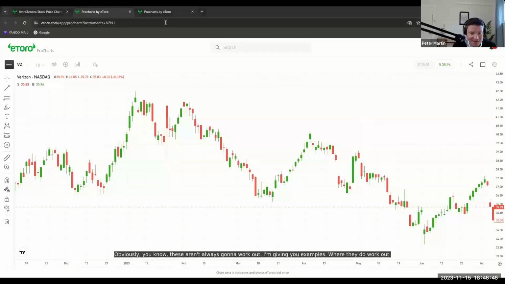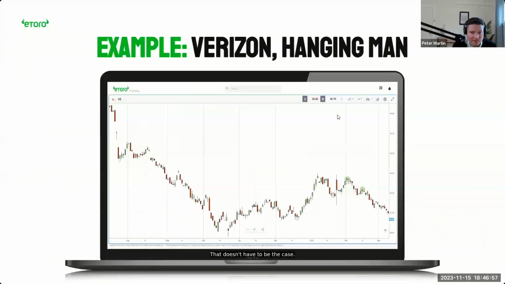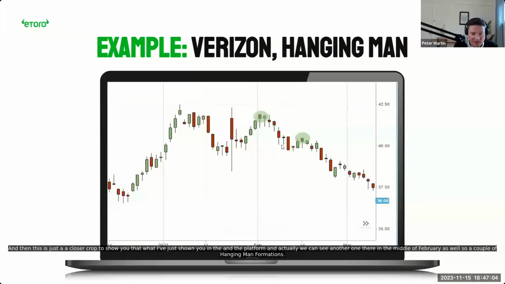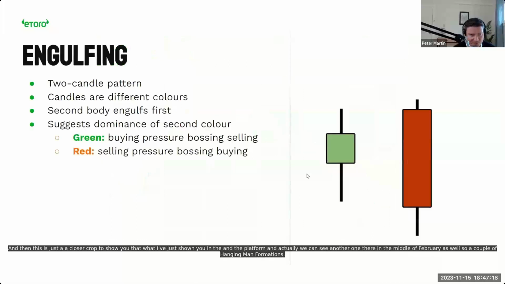Obviously, these aren't always going to work out. I'm giving you examples where they do work out, but that doesn't have to be the case. So there's the Verizon example again of the hanging man. And then this is just a closer crop to show you what I've just shown you in the platform. And actually we can see another one there in the middle of February as well. So a couple of hanging man formations.